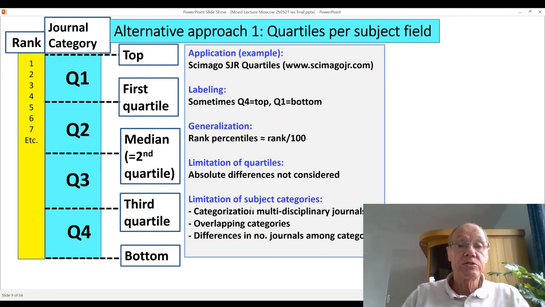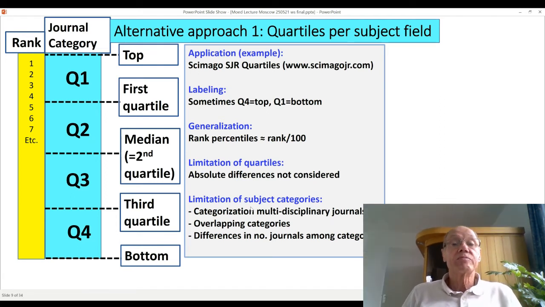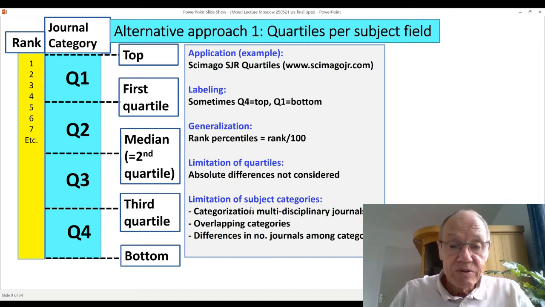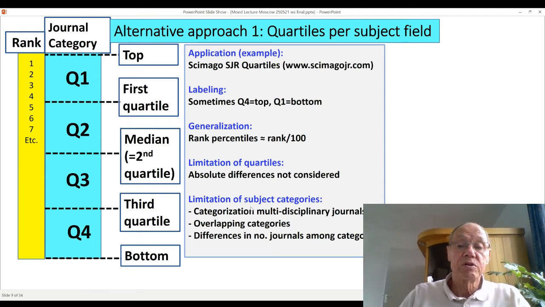I should make a few comments. A typical example of this use of quartiles can be found in the presentation of the Scimago journal rank. I must note that sometimes the top quartile is indicated with Q4 and the bottom with Q1, contrary to what I show on this slide. The notion of quartiles can be generalized to the calculation of rank percentiles. It should be noted, it's obvious, that absolute differences among journals are not considered in this approach.